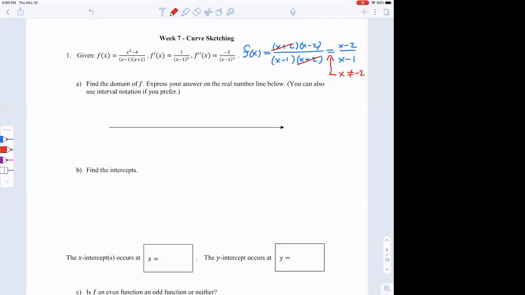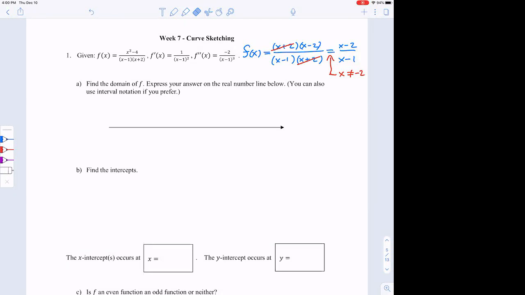Now, you can also say that x is not equal to 1, but that's clear with the picture that, okay, you can't divide by 0, so that information is carried along. But I worry that we sort of lose the information that x can also not equal minus 2.